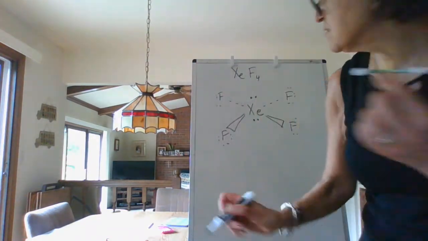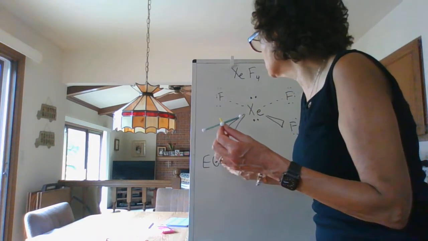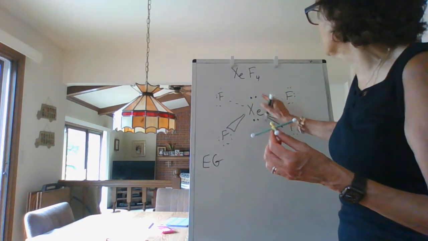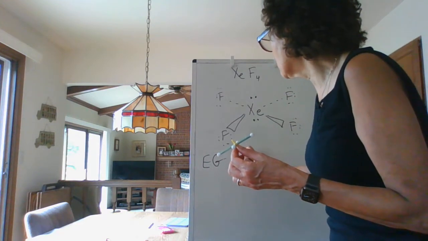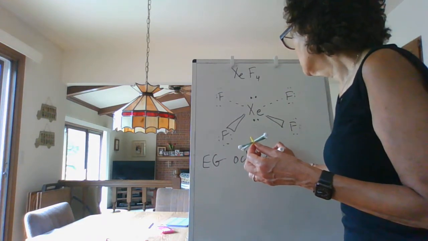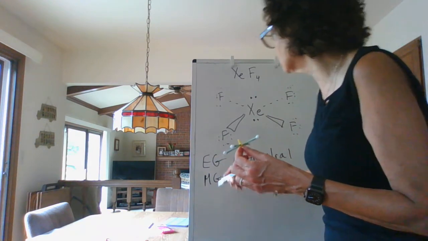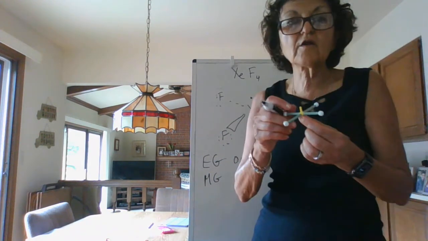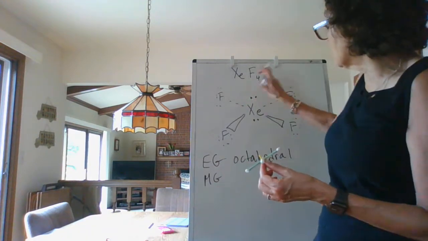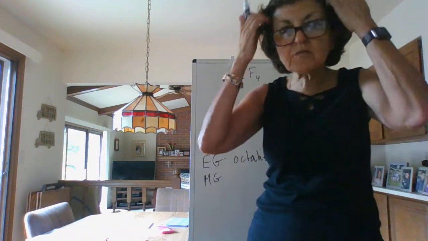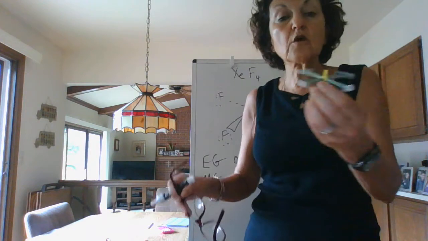All right, so what is the electron geometry? Well, there are 6 areas, 1, 2, 3, 4, 5, 6. So it is octahedral. But like we've been saying over and over again, the molecular geometry is not octahedral because there are lone pairs. If there were no lone pairs and there were actual atoms, yep, it would be the exact same thing.